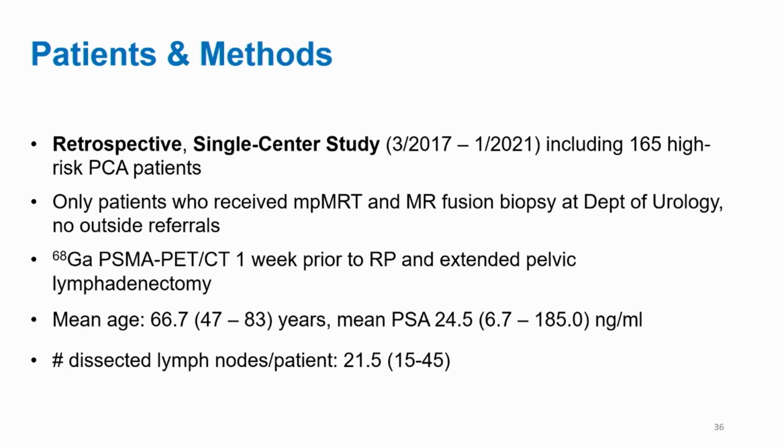And so this was a retrospective single-center study from 2017 to 2021 that included 165 high-risk prostate cancer patients, and only patients who received multiparametric MRI imaging and MR fusion biopsies at the Department of Urology were included. There were no outside referrals. Each patient had a PSMA PET 1 week prior to radical prostatectomy and an extended pelvic lymphadenectomy. Mean age of patients was 66.7. The mean PSA was 24.5. And number of dissected lymph nodes per patient was 21.5, so a very high lymph node count.